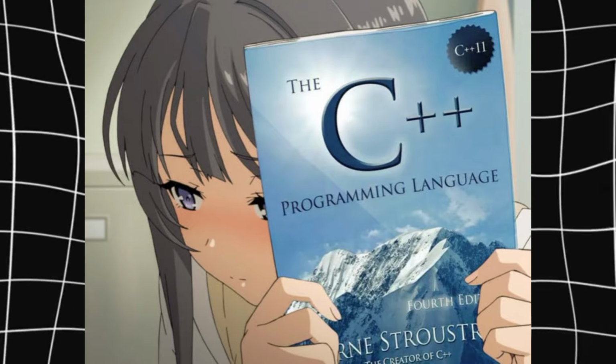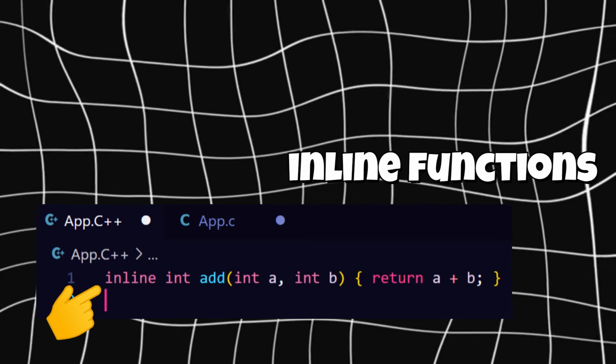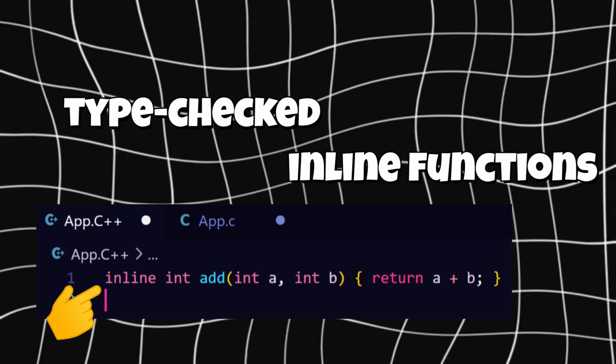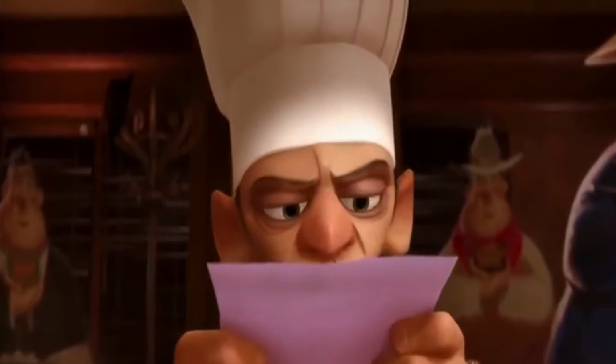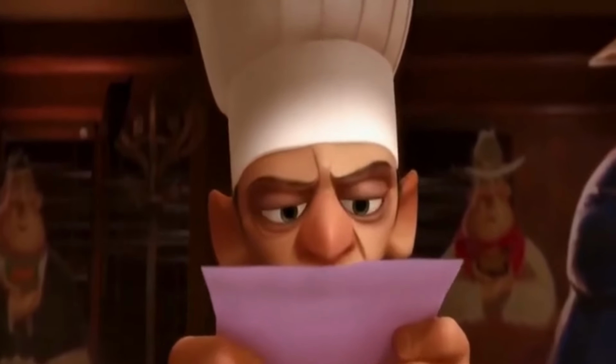Inline functions. C uses macros for small repeated code, but they don't check types and can cause bugs. It's fast but unsafe. C++ adds inline functions, which are safer and type checked by the compiler. They improve performance without losing safety.